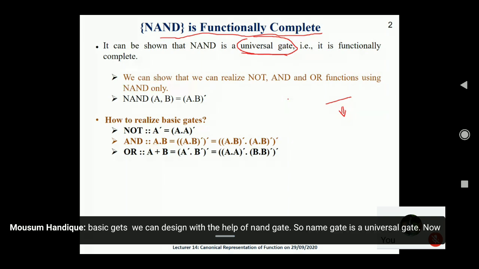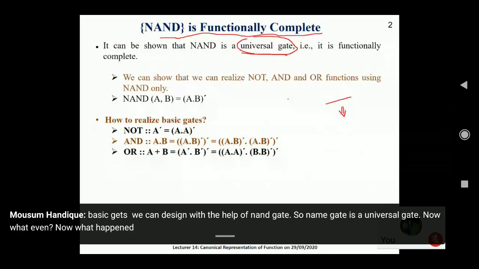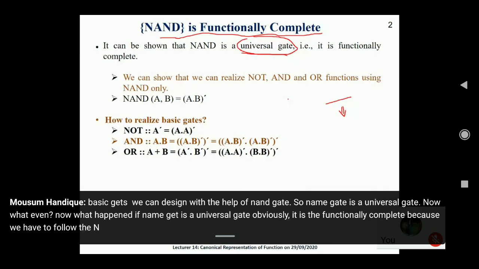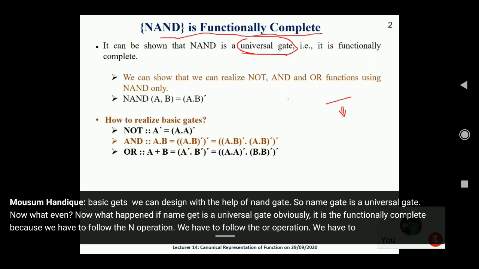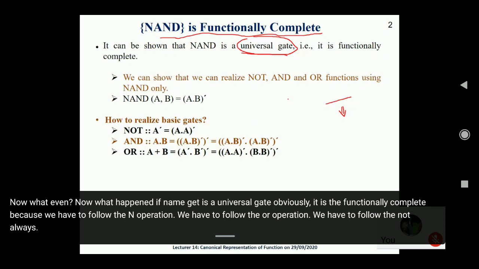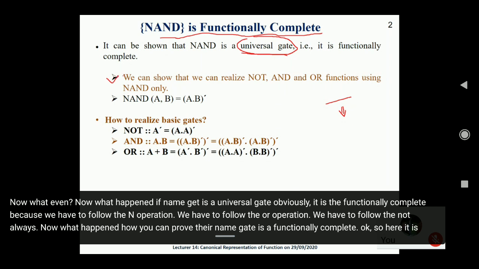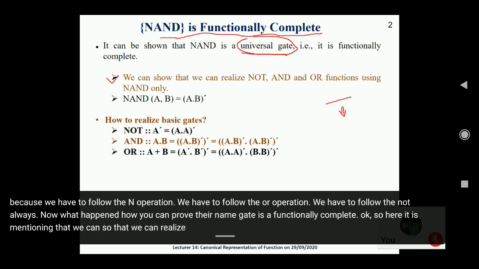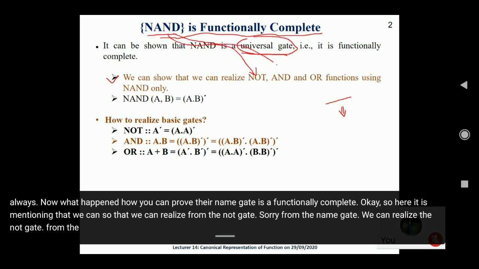Now what happens? If NAND gate is a universal gate, obviously it is functionally complete, because we have to follow the AND operation, the OR operation, and the NOT operation. Now how can you prove that NAND gate is functionally complete? Here it is mentioned that we can show that from the NAND gate we can realize the NOT gate, from the NAND gate also we can realize the AND gate, and from the NAND gate also we can realize the OR gate.